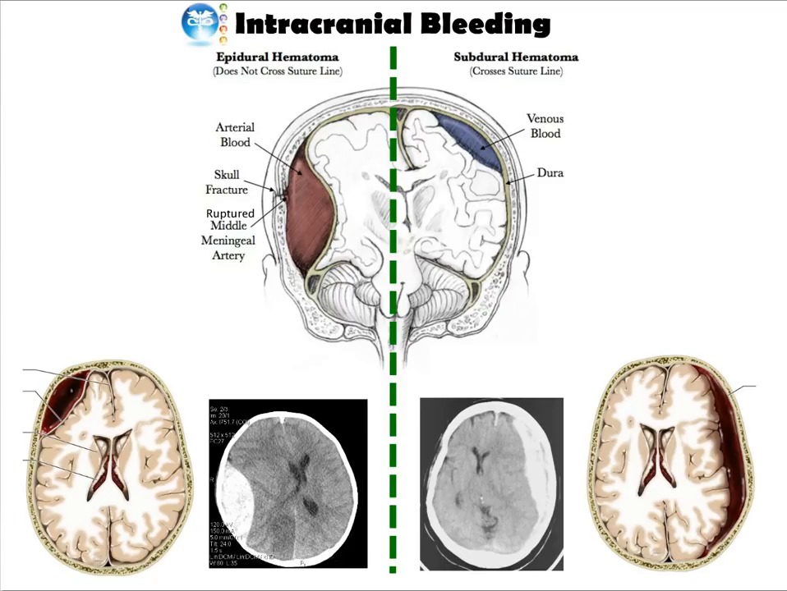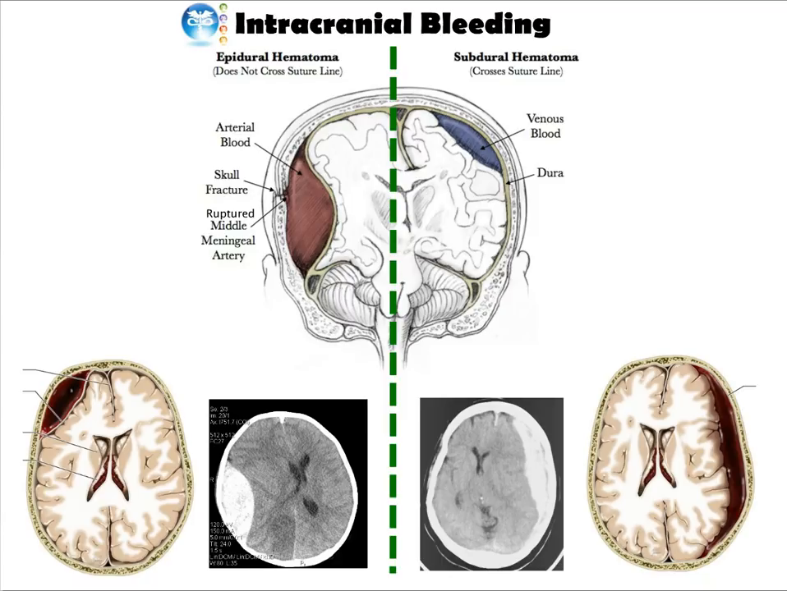A second type of intracranial bleed is a subdural hematoma, which is the accumulation of venous blood in the subdural space. This can result from disruption of either the superior cerebral or the bridging veins. Shaken baby syndrome is an unfortunate but common cause of subdural hematomas in young children.